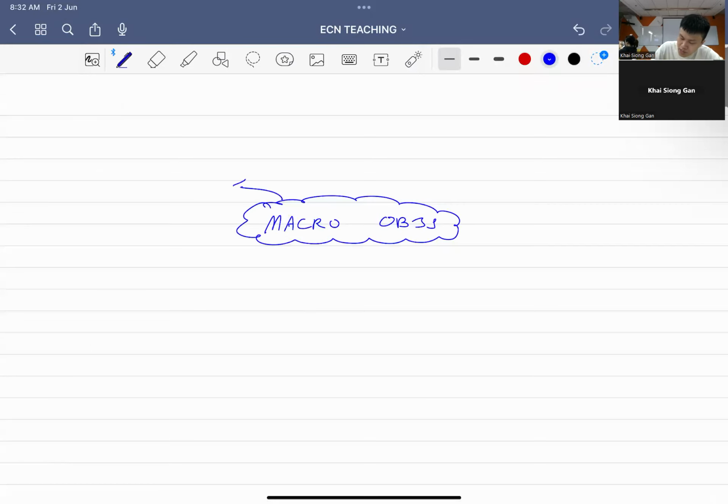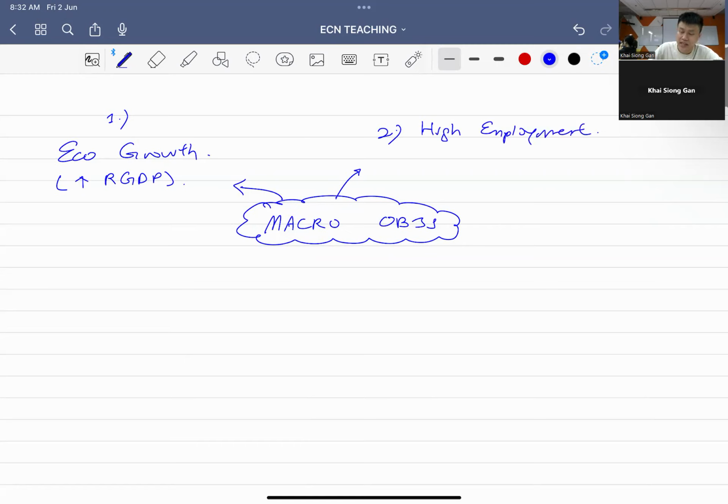For example, every country would like to achieve economic growth. How do you achieve economic growth? Through the increase of the real GDP in the country. So that's one of the macro objectives, right? What else? For example, the government would like to achieve high employment in the country so that all the resources are being utilized, which will result in low unemployment in the labor force. So that's a second macro objective as well.